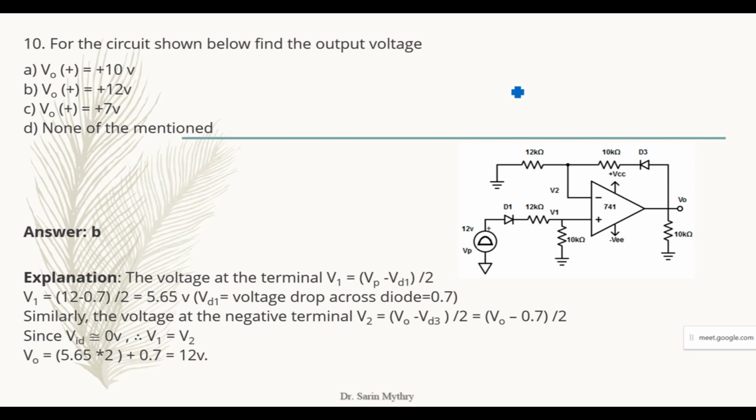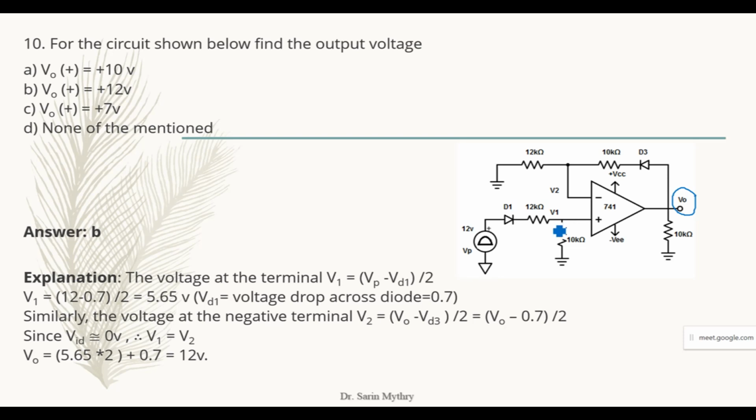We are supposed to find out this particular V out here. Options are being given, and they have given the value of V out. Let us see now here. See now, the output at the terminal. What is the output at the terminal? The output at the terminal V1 is what?